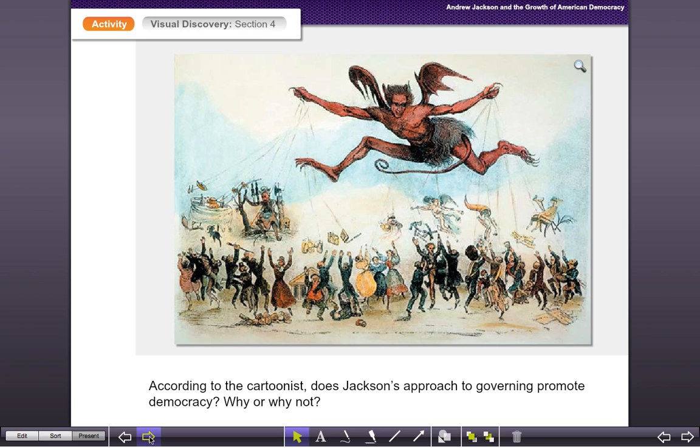According to the cartoonist, does Jackson's approach to governing promote democracy? This is where you really have to put your thinking cap on and ask, does this actually give more power to the people, or is he taking power away? But from the cartoonist's point of view, what do we think here? I'm going to leave you to think about that. Again, if you're not familiar with some of the terms, look them up. They're only a couple clicks away, so make sure that you do that. And we'll see you here soon for Section 5.